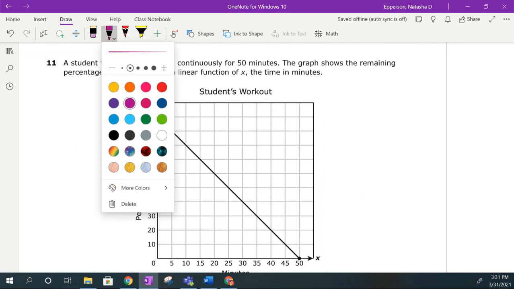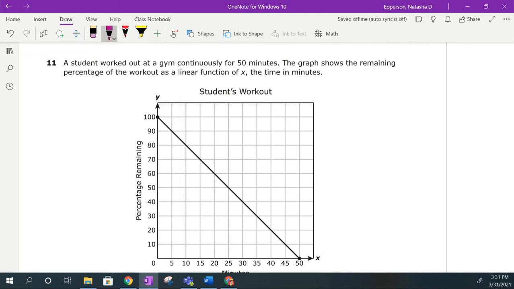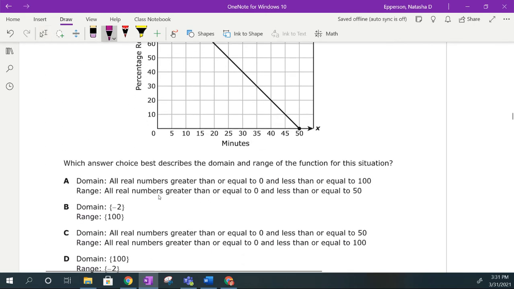All right, so I'm continuing to go over the 2019 STAR questions. Question number 11 says a student works out at a gym continuously for 50 minutes. The graph shows the remaining percentage of the workout is a linear function of x, time in minutes. Then, at the bottom, here's our actual question: which answer describes the domain?